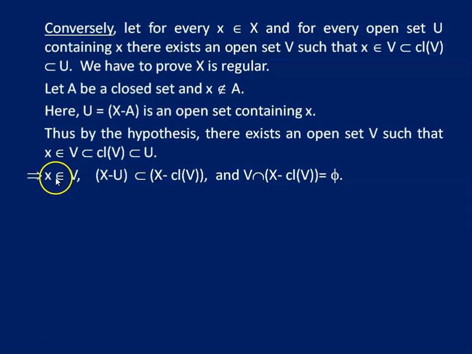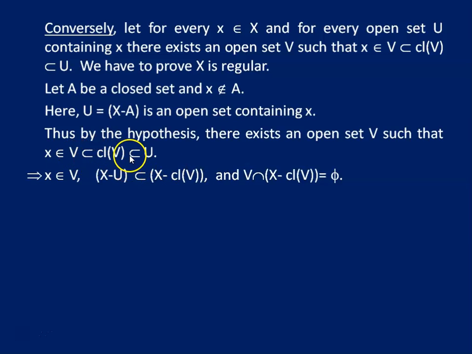So from here we have x belongs to V. X minus U is a subset of X minus closure of V, because here we have closure of V is a subset of U. Now taking complement on both sides, we have X minus U is a subset of X minus closure of V. So this second inclusion is here. And V and complement of closure of V, these are disjoint open sets.